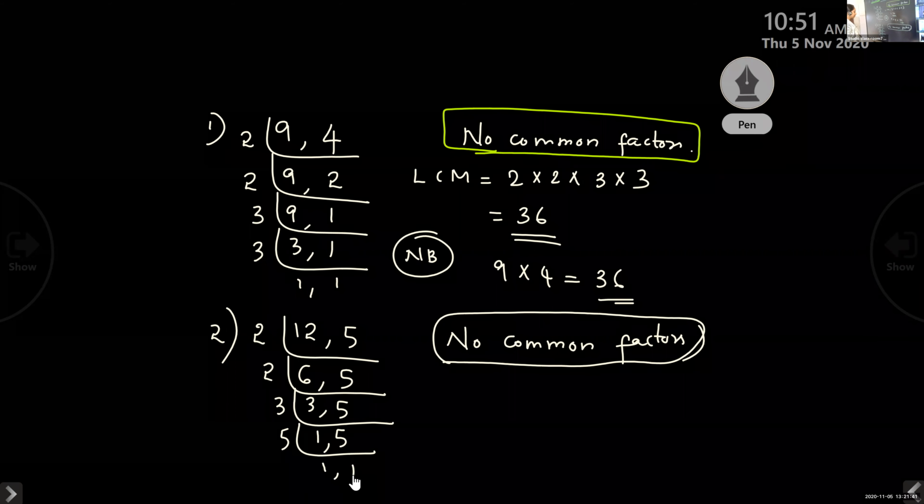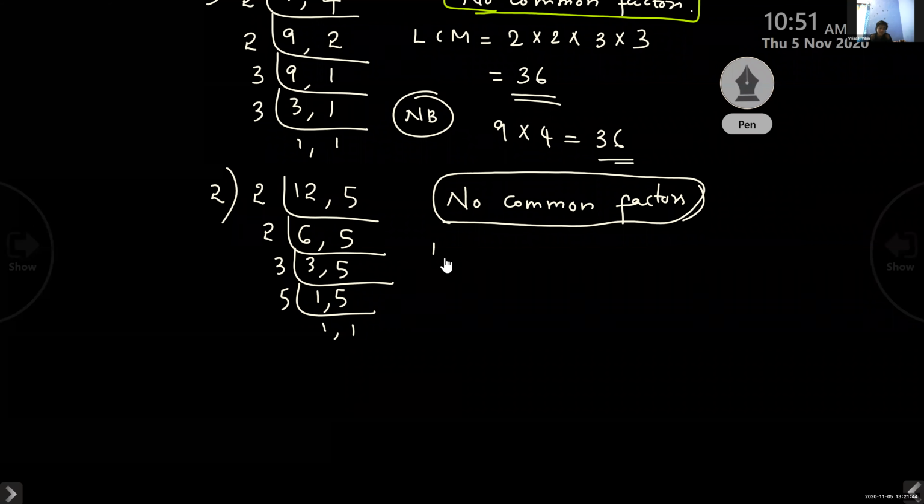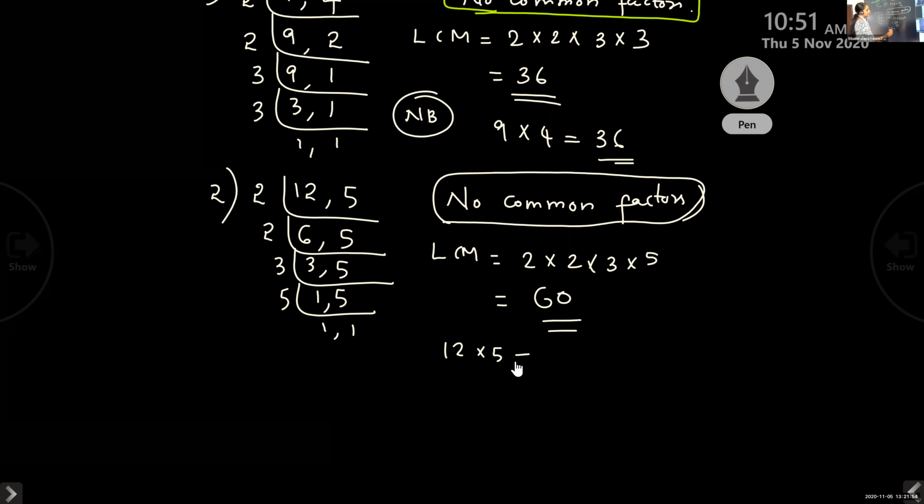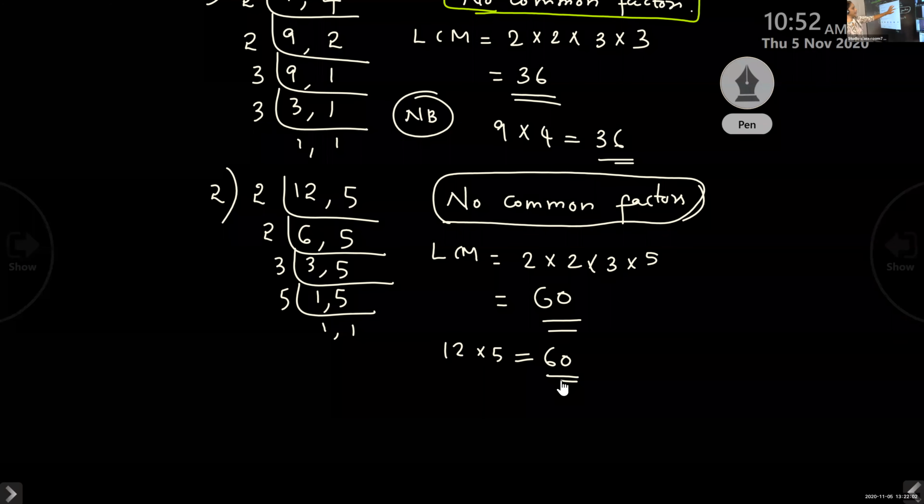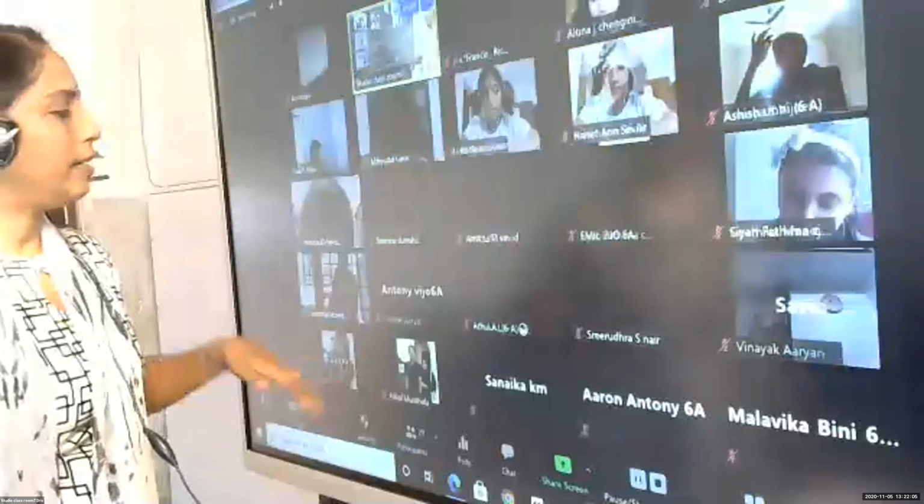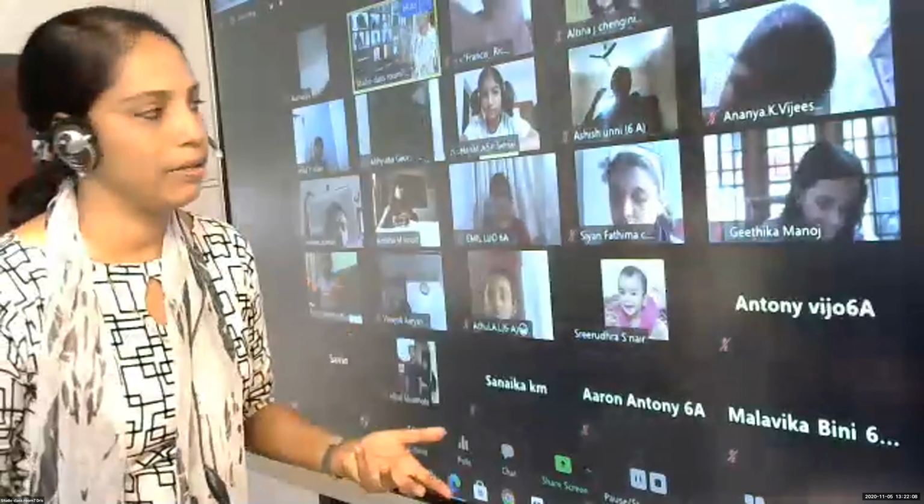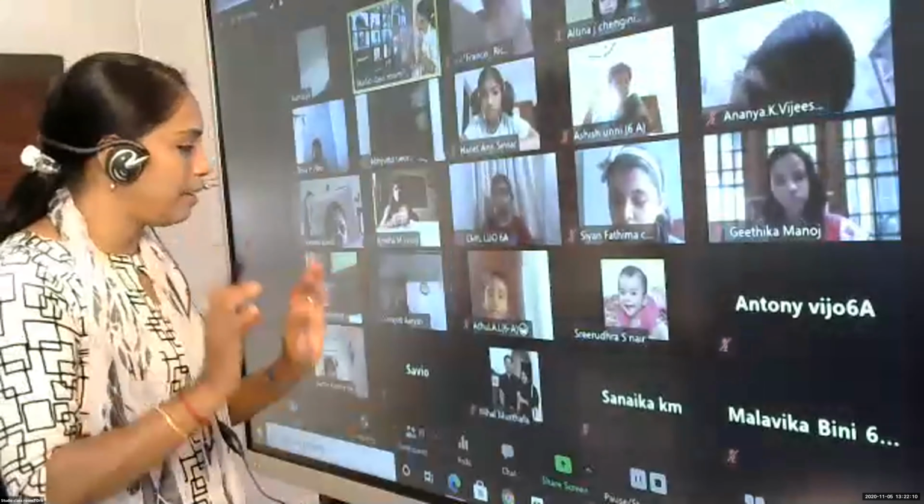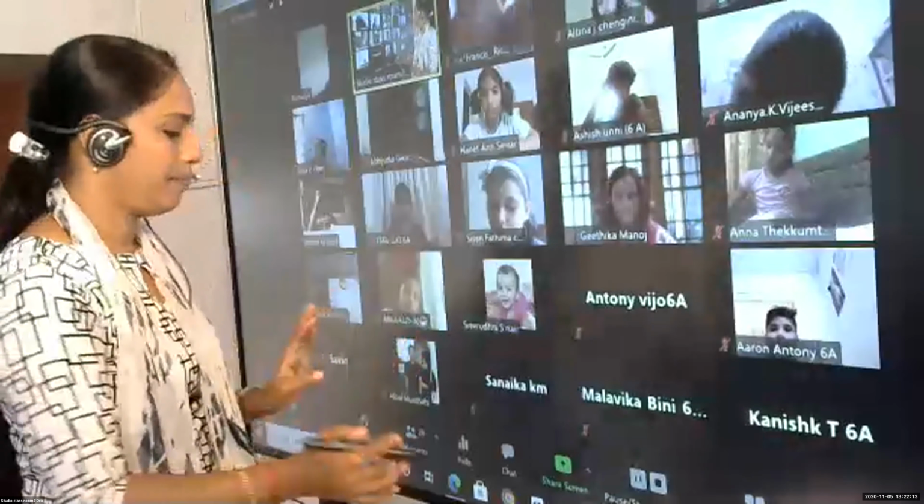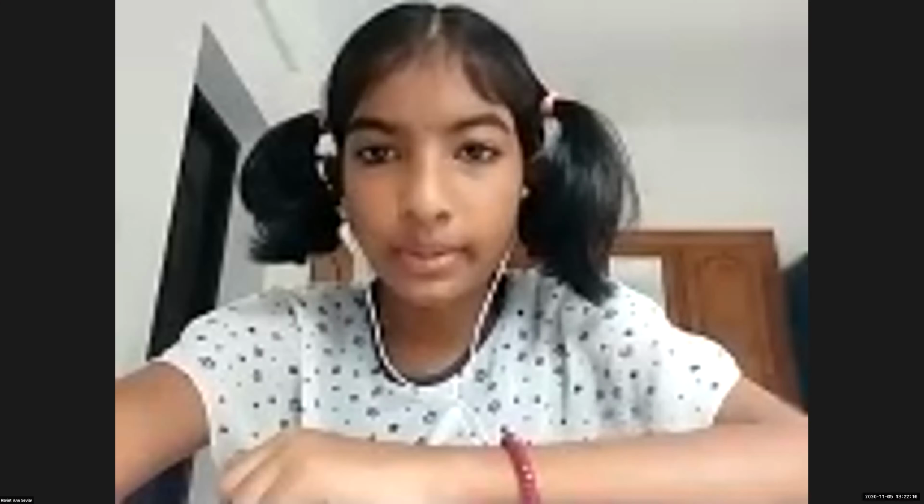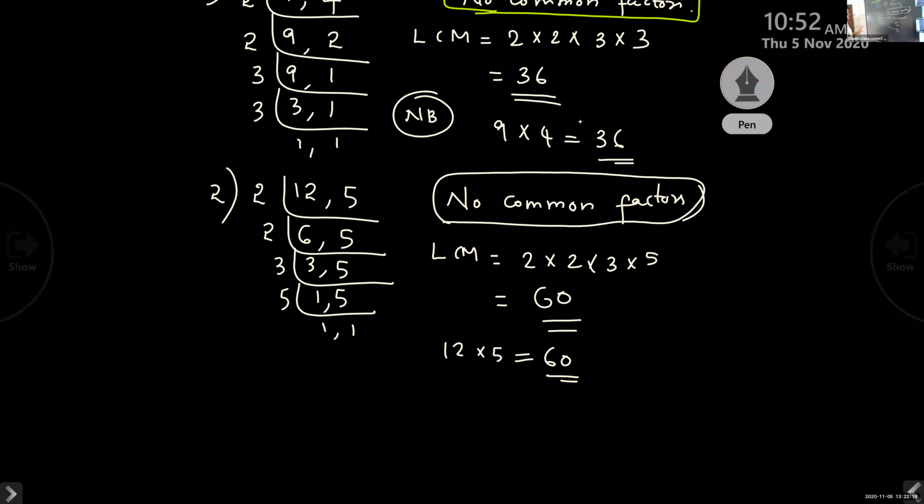Clear, children? Yes, ma'am. So our LCM is 2 into 2 into 3 into 5, and our answer is 60. So when you multiply 12 into 5, you will get 60 itself. When there are no common factors, this is our observation. Clear? If there are no common factors, you won't get the LCM as any other number. You will get the same answer when you multiply 12 and 5. Okay. And we will do the next one. I have purposely given such type of questions.